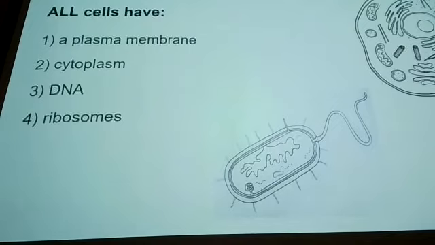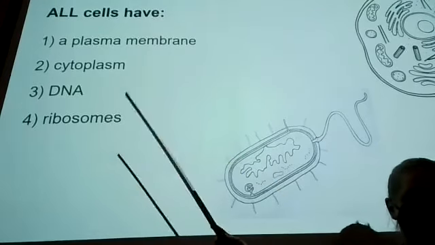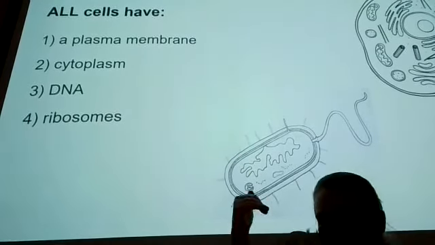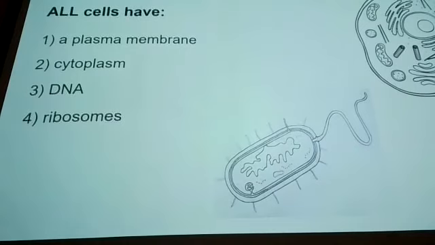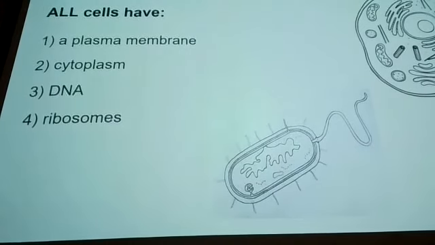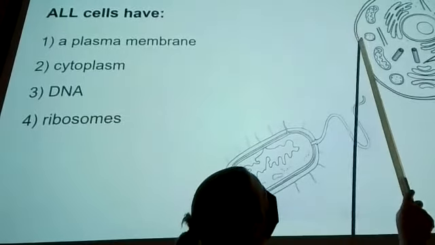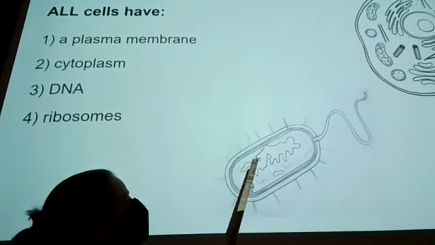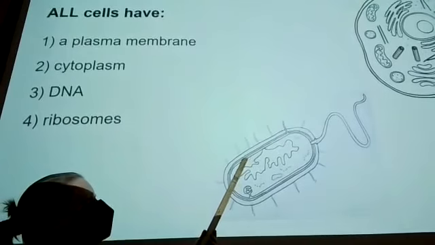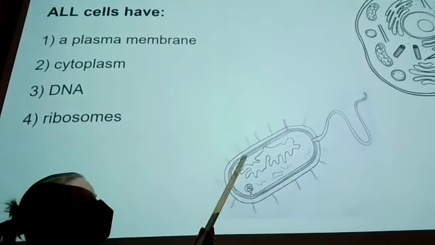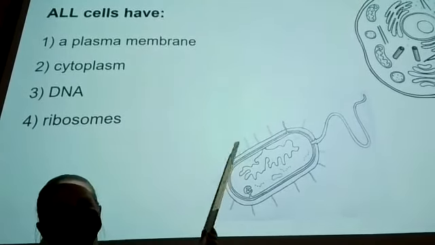Ribosomes, does anybody know what ribosomes do in the cell? That's the site of protein synthesis. So if you can't build proteins, you're not alive. Okay, so here's our plasma membrane in our eukaryotic cell. It's this little double line here. In our prokaryotic cell, it's this little line here, and then we've got this extra stuff on the outside of that. We'll talk about that later.